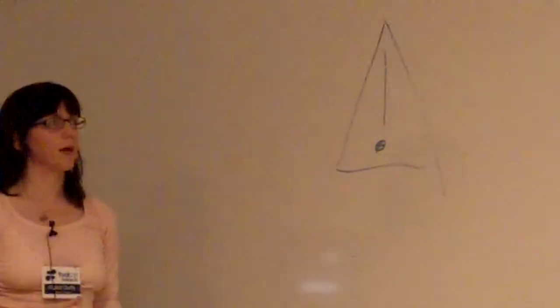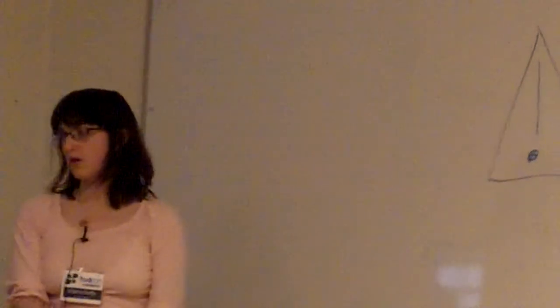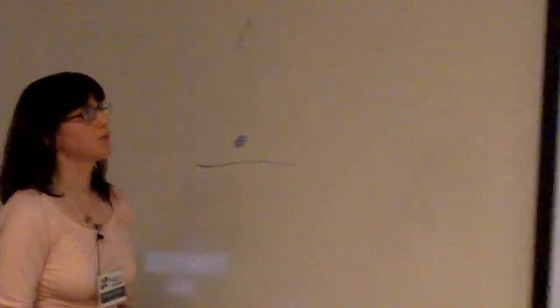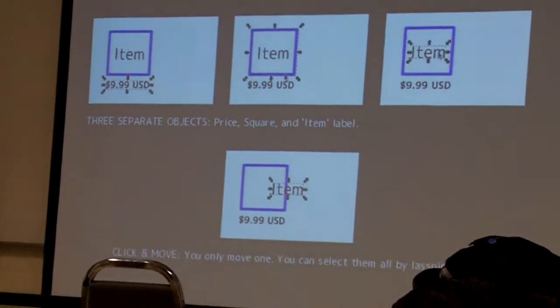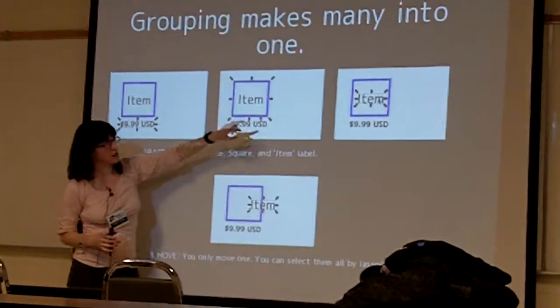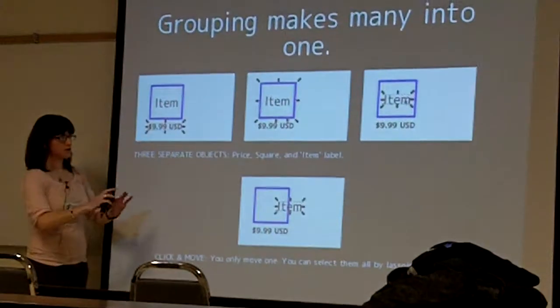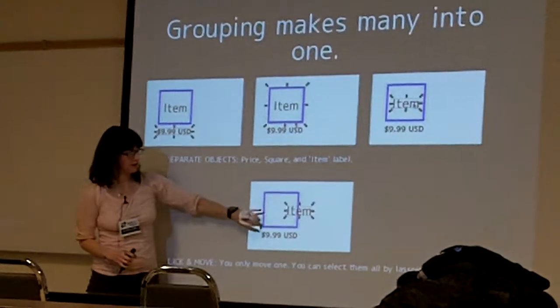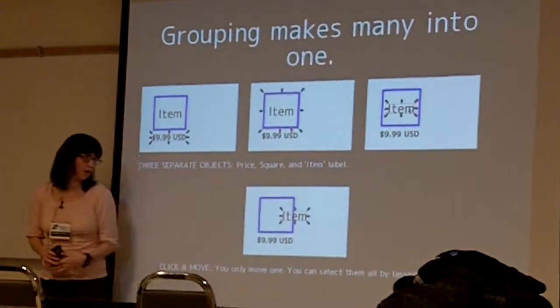Okay, so now I'm going to talk about using the grouping tool to organize your mockups. It basically takes many different objects and makes them behave as if they are one object. So you can see here I have 999 as one object, I have the rectangle, and I have the item text block. If I just had those arranged like that and I clicked on it and moved, it would only move item because it didn't select the whole thing.